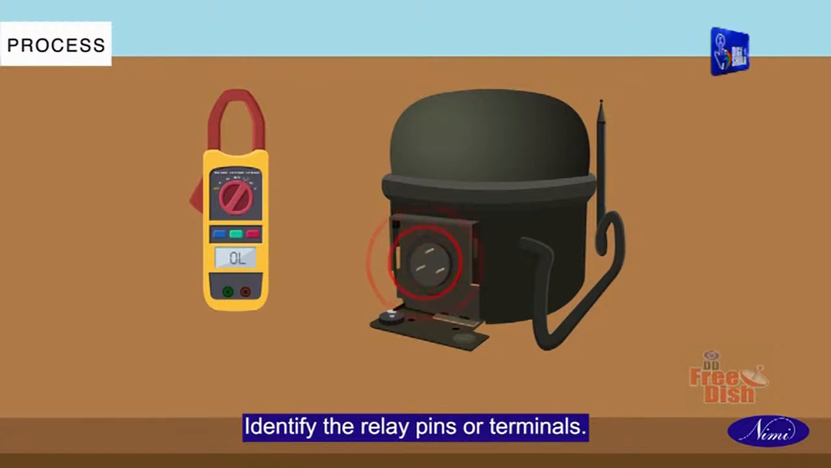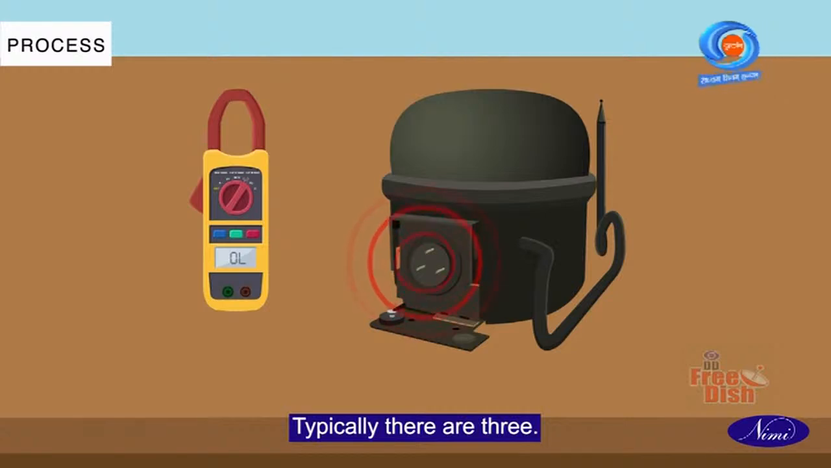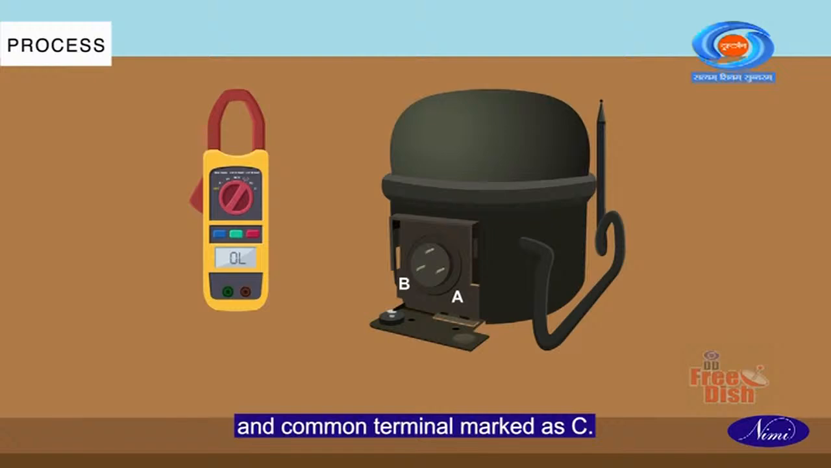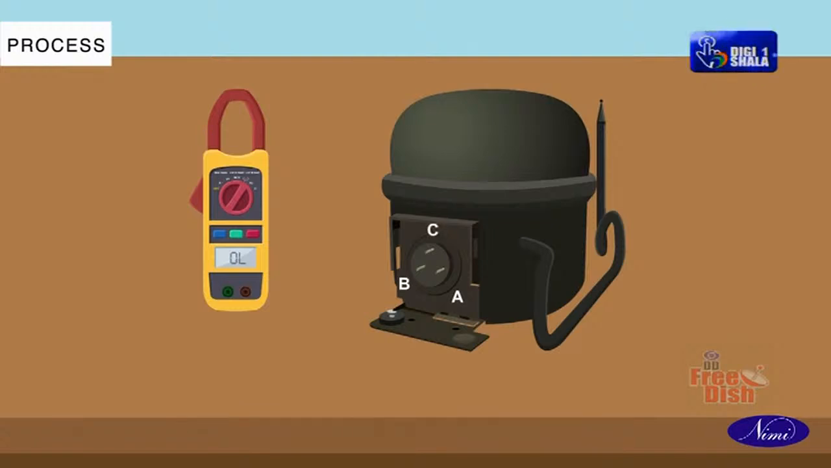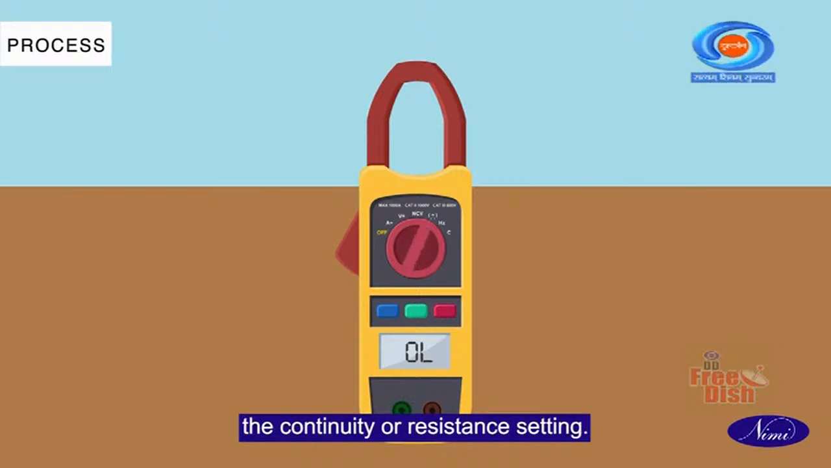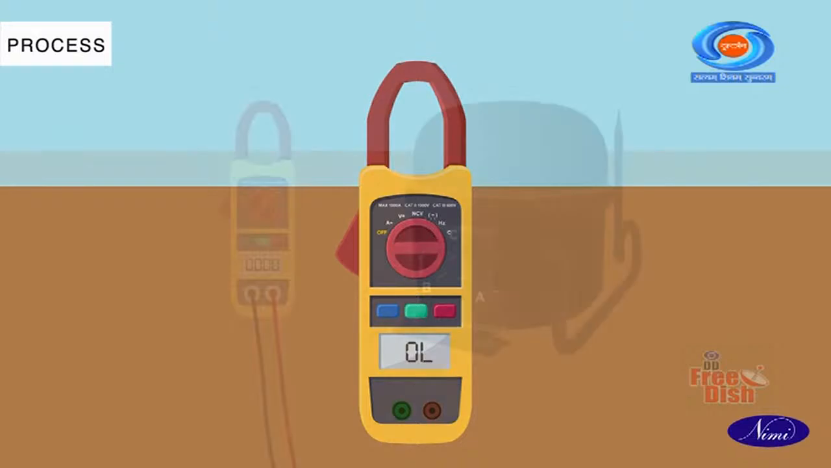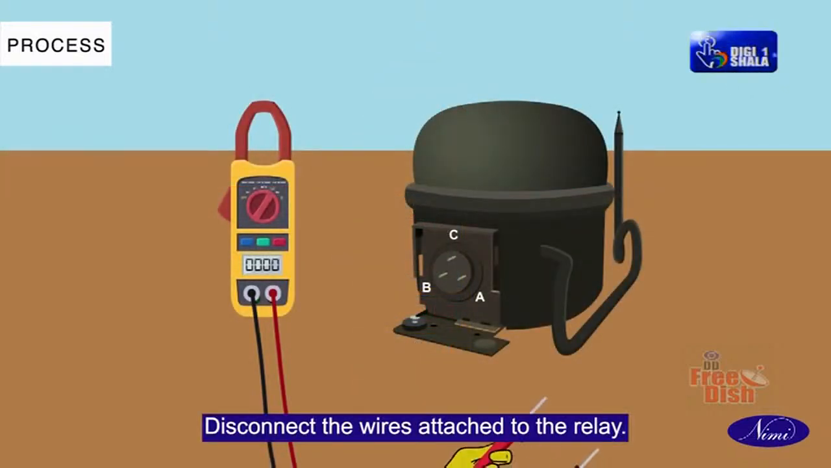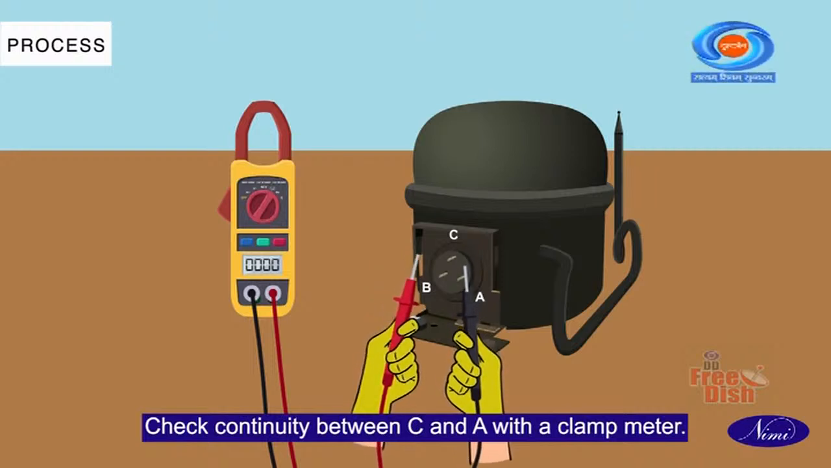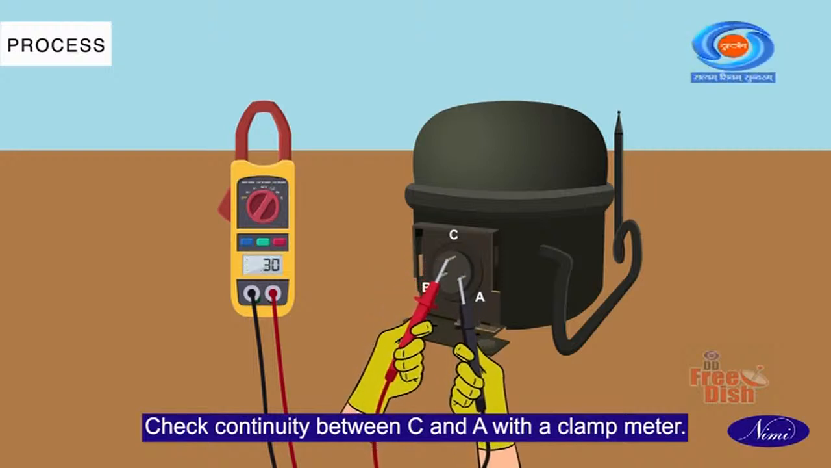Identify the relay pins or terminals. Typically, there are three: running terminal marked as A, starting terminal marked as B, and common terminal marked as C. Set your clamp meter to the continuity or resistance setting. Disconnect the wires attached to the relay. Check continuity between C and A with the clamp meter.